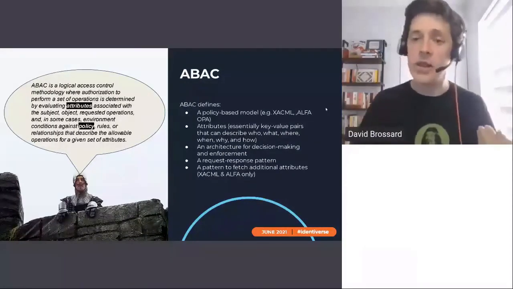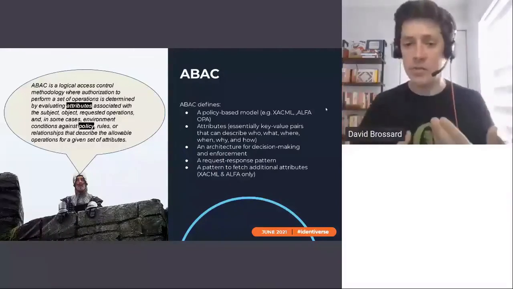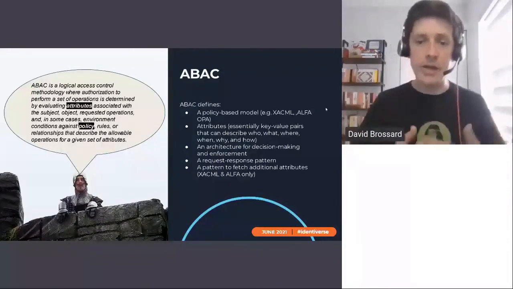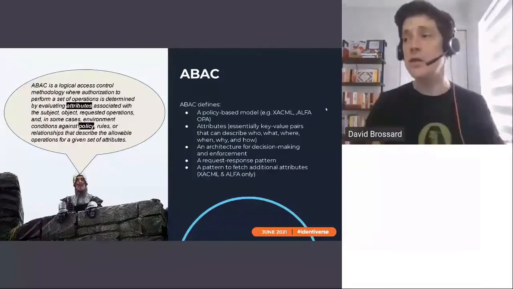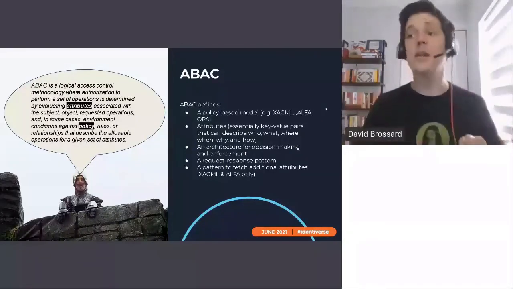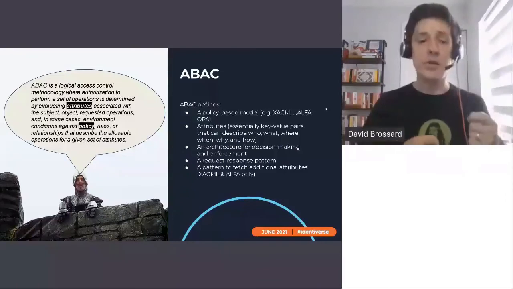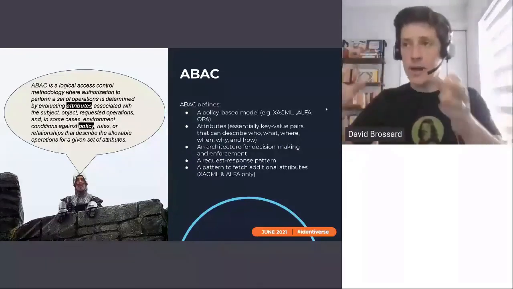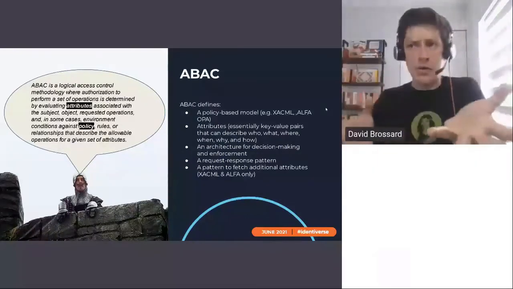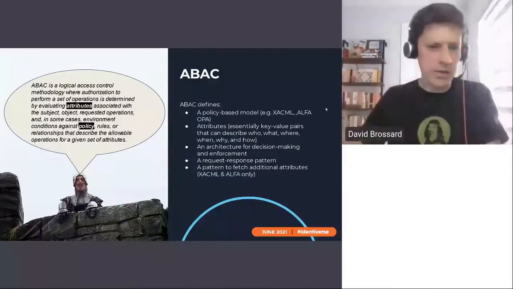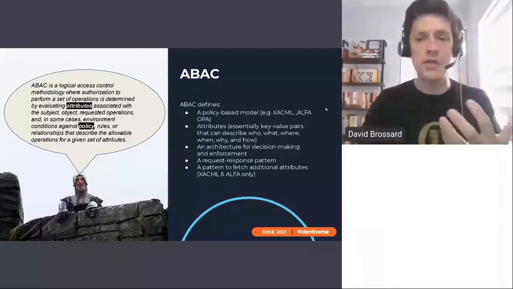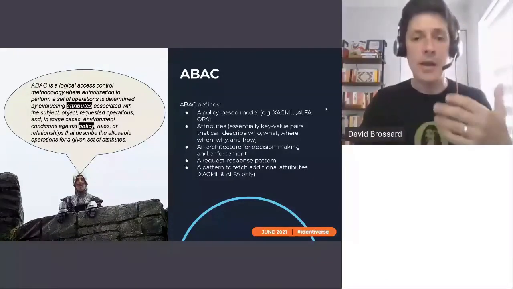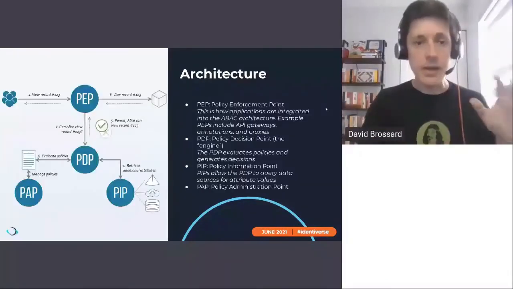ABAC also defines how you ask a question and how you get an answer back, so a request-response protocol. And then finally, ABAC also defines a means to fetch additional metadata, additional attributes, if you're missing any information. Think back to the question, can Arthur get access to the Grail? Well, who's Arthur? Is it Arthur, my neighbor from down the street, or is it Arthur the king? So you need to figure out those additional attributes, that additional metadata, and that's what ABAC lets you do.